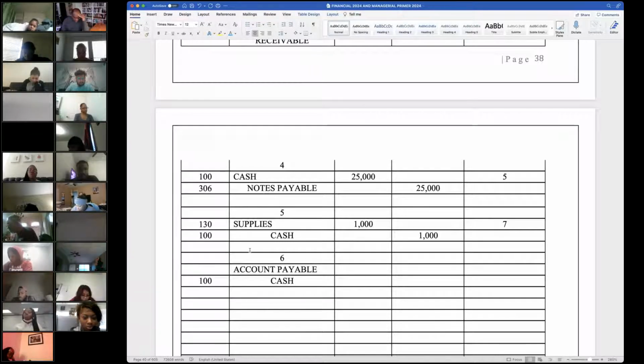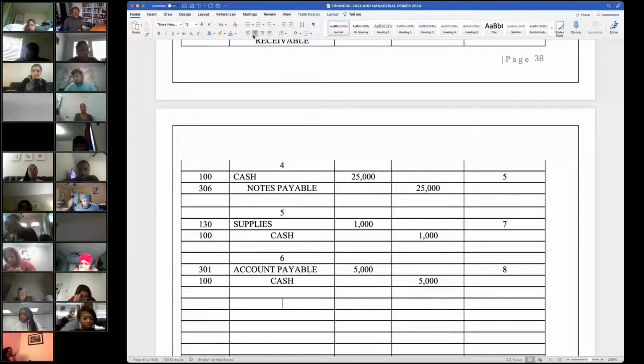What's the number for account payable? 301. What was our amount? 5,000. And we said this was a tax what? What's our tax when we pay a liability? It's an 8. So whenever you pay a liability, it's a type 8. You debit the liability paid and credit the cash.